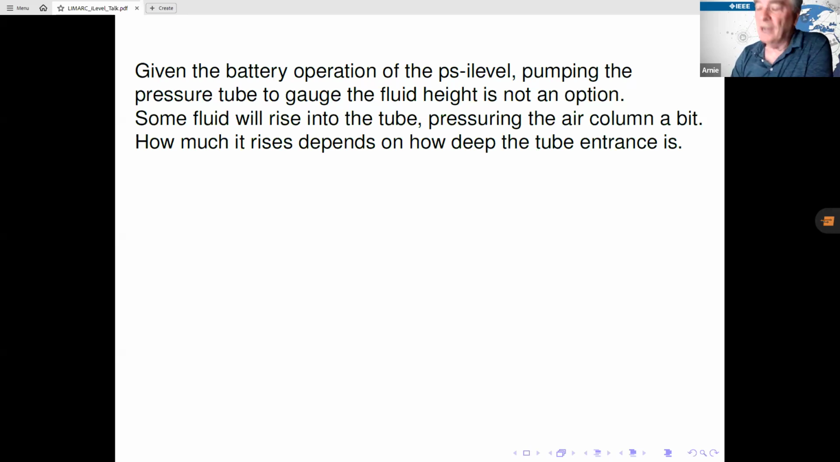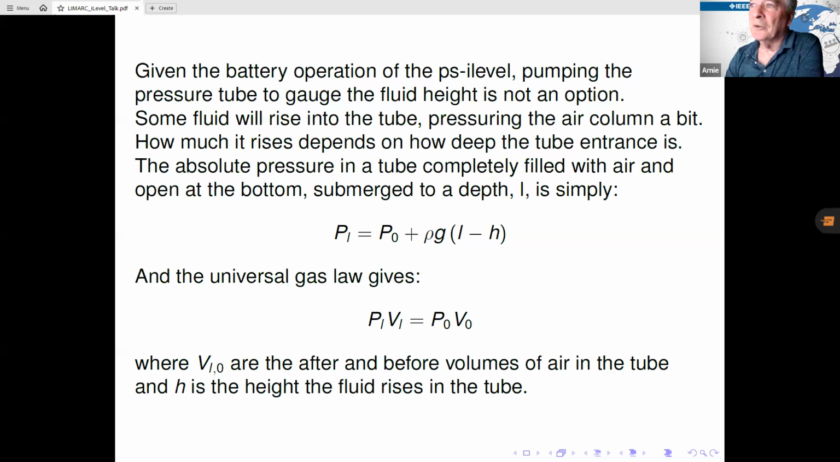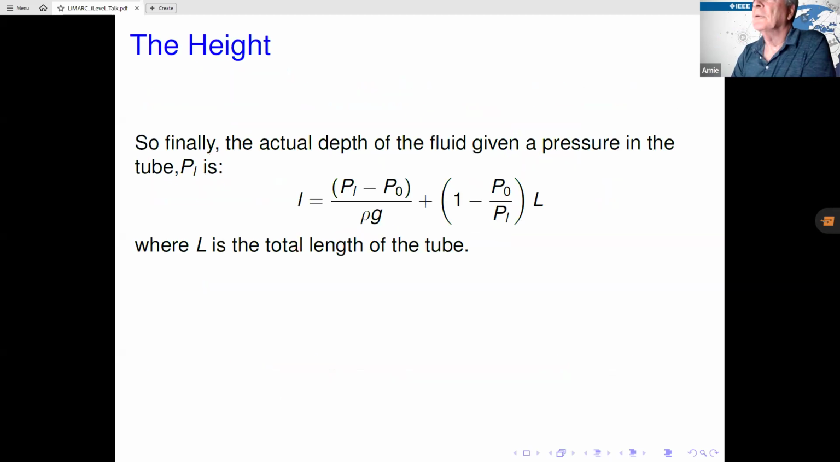And of course, how much it rises depends on how deep the oil is. So this seems like a problem that has to be unwound in a certain way. And here is how you unwind it. As the pressure in the tube goes up with the rising of the fluid into the tube, you can come up with a relationship between the height, which here is a little h, and the pressure, and that's what you want. And the actual depth of the fluid is this equation right here.